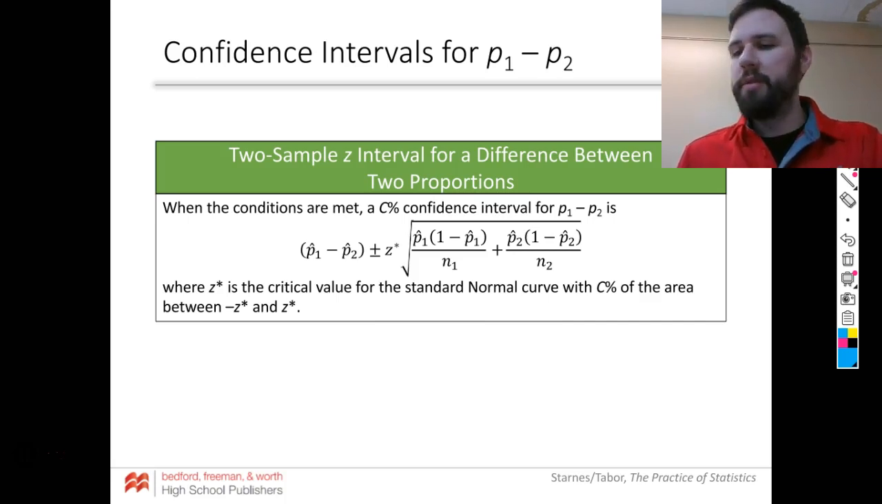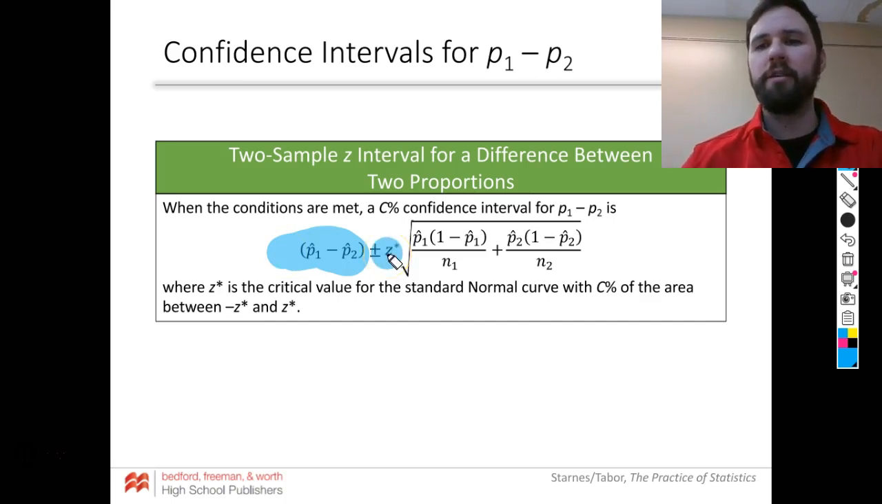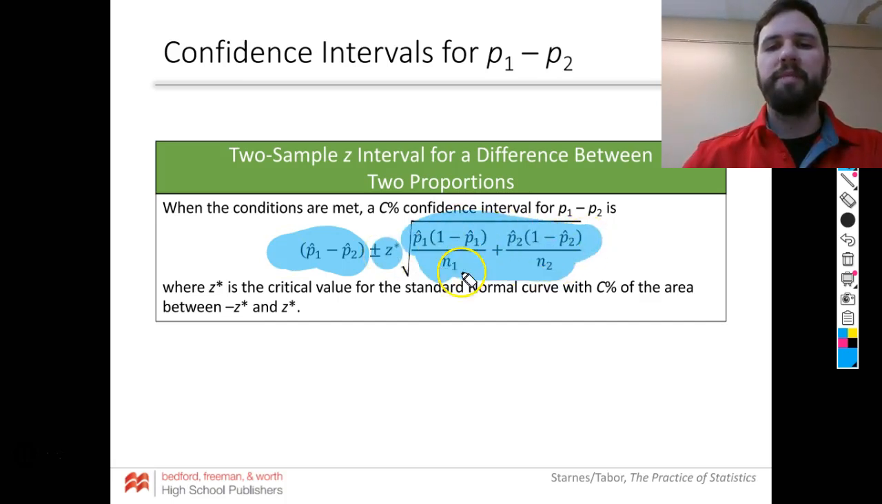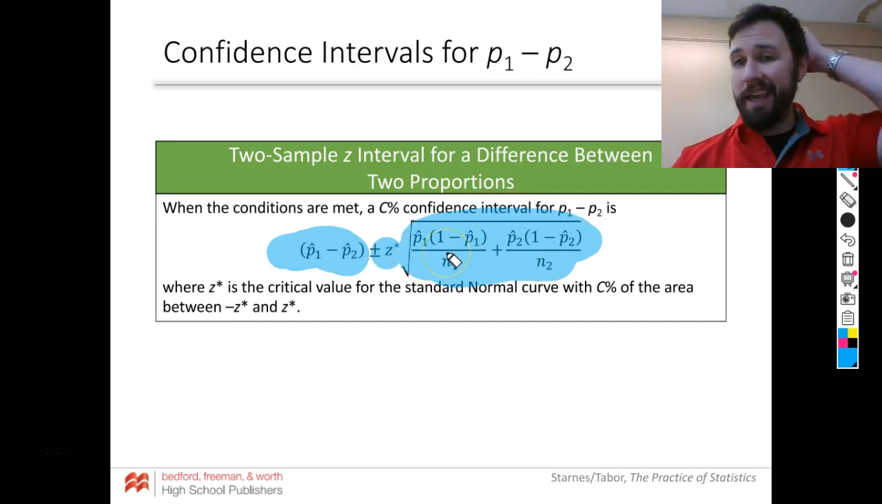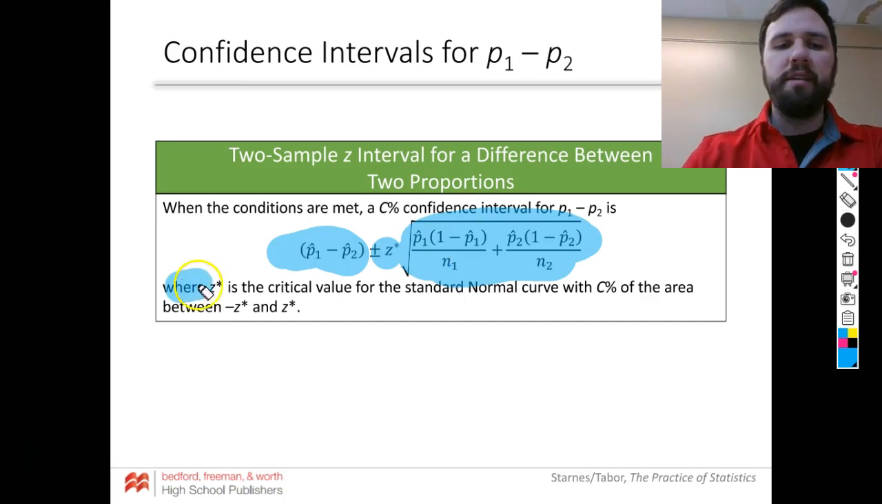So, the formula remains the same as what we're used to. For this one, we have our mean, which is just the difference in our proportions, plus or minus our z, our critical value, times our standard deviation. We know this from chapter 8, guys. It's all a review. Now we're going to use z.